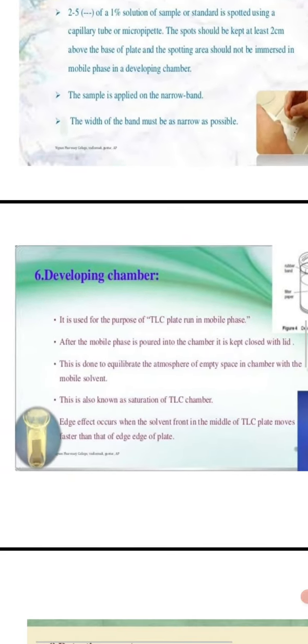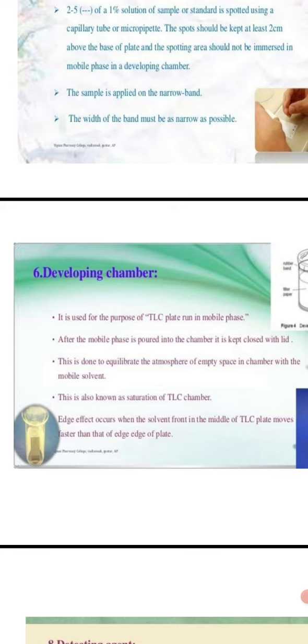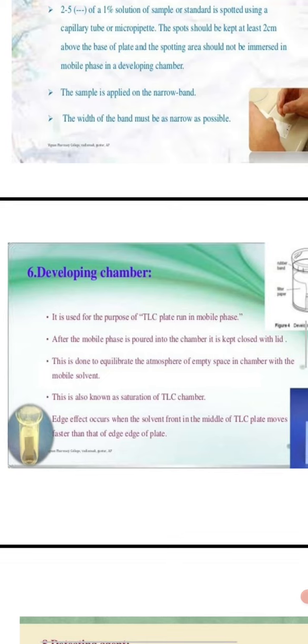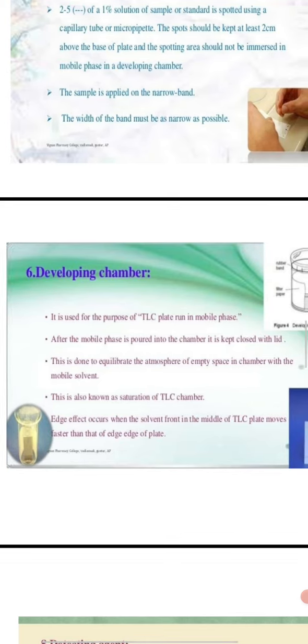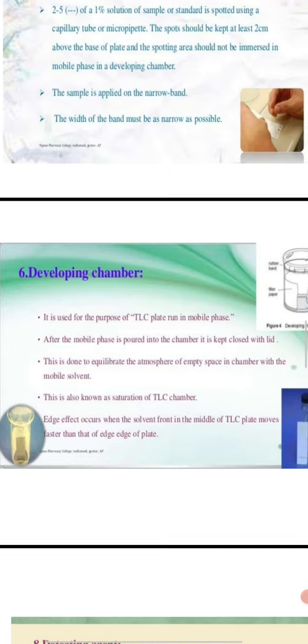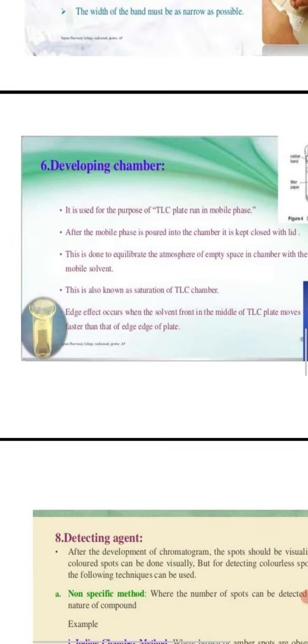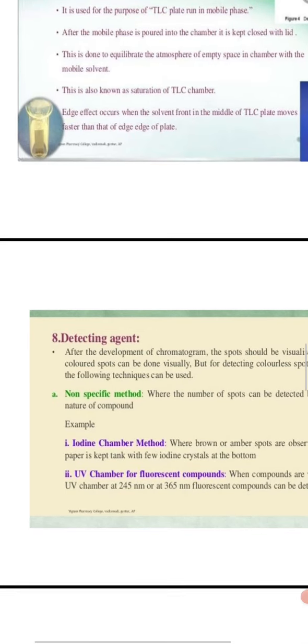Next point is the developing chamber. It is used for the purpose of running the TLC plates in the mobile phase. After the mobile phase is poured into the chamber, it is closed with the lid. This is done to equilibrate the atmosphere of the empty space in the chamber with the mobile phase. This is also known as the saturation of the TLC chamber. The edge effect occurs when the solvent in the middle of the TLC plate moves faster than at the edge of the plate.